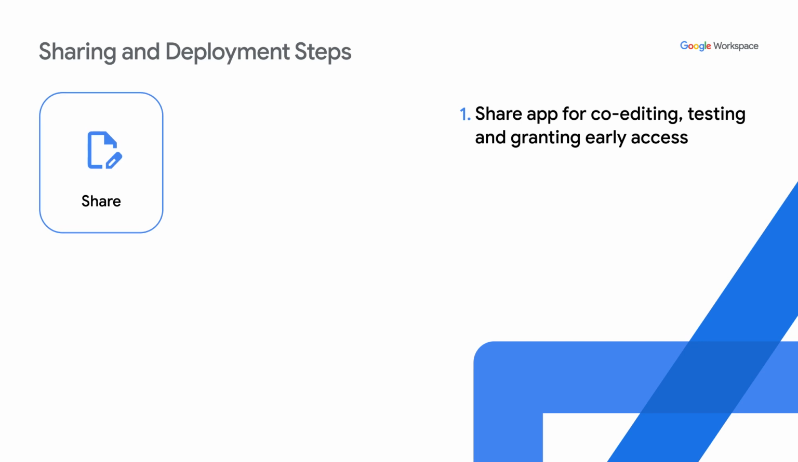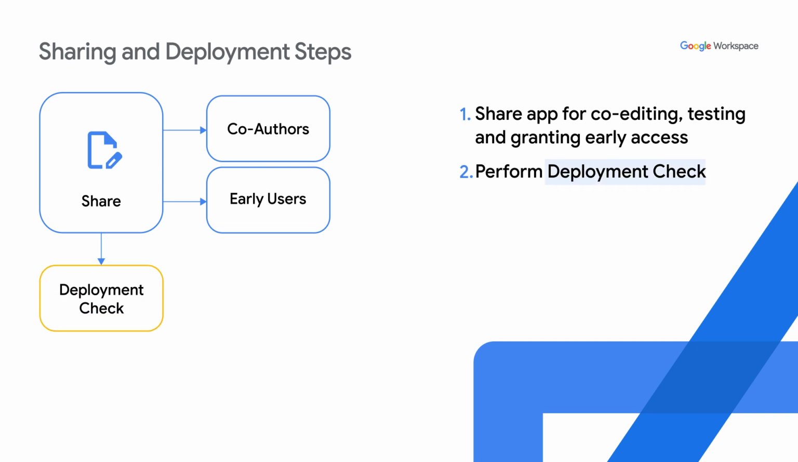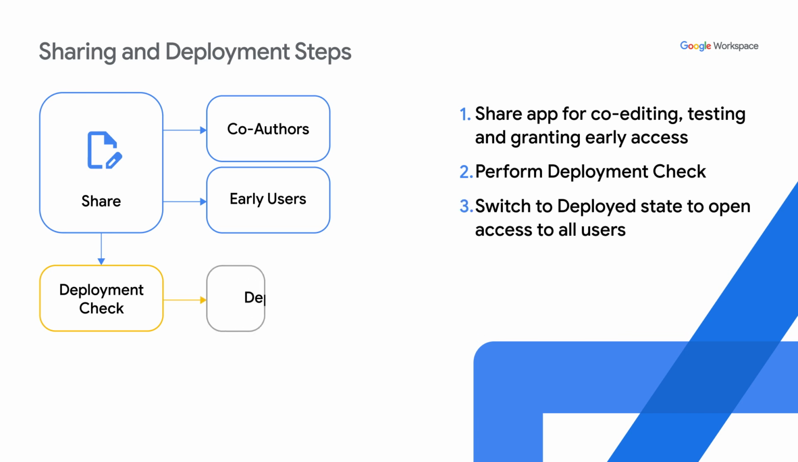The first step comes during early development of the app, where you can share development responsibilities with co-authors. Additionally, you can also share the app as is to early users or testers to get initial feedback. As the app is nearing completion, you can run the deployment check utility, where it will generate a report on the overall state of the app. Once the deployment check is complete and all the errors and warnings have been addressed, you can then switch the deployment status to deployed, where you can then share the app more broadly with all the designated end users.